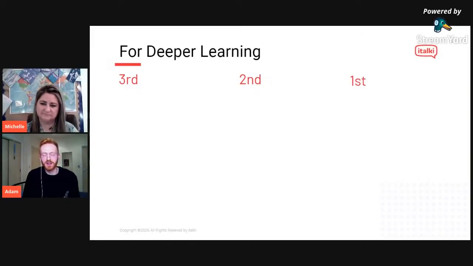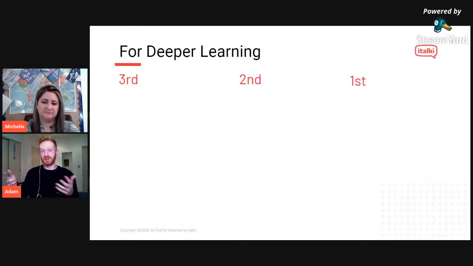This idea is kind of discussed in this book called Fluent Forever. I cannot remember the author, so if anyone remembers it, put it in the chat. It's a great book, but this is probably one of the key lessons I learned from that book, which I apply in my own language learning, but I also apply as a teacher when I'm trying to guide my students as well. And so I've kind of broken this down into different tiers.